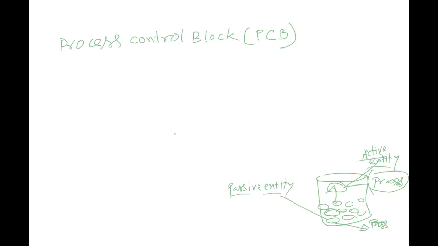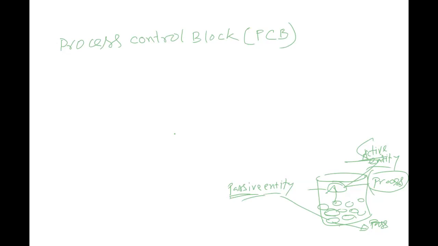From the process, it is in the running phase, so obviously it should be active. And if a program is not in the running phase, it should be passive. From this definition you can also understand that the process should be the active entity, and when it is in the program phase, it is a passive entity. These are the two definitions or concepts.